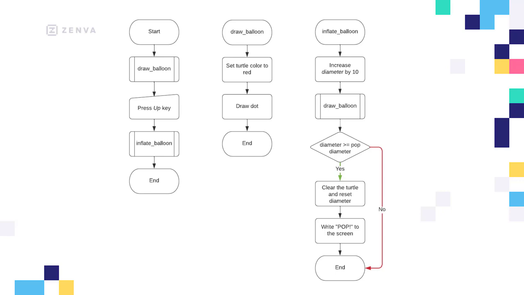You can also see on that diamond shape, which represents a condition, if the diameter is not greater than or equal to pop diameter, then we just skip over that code and we end the function there, allowing us to continuously press the up arrow key until it pops.